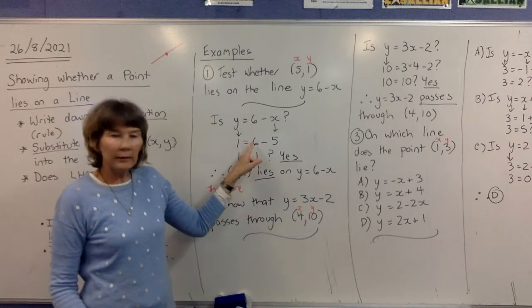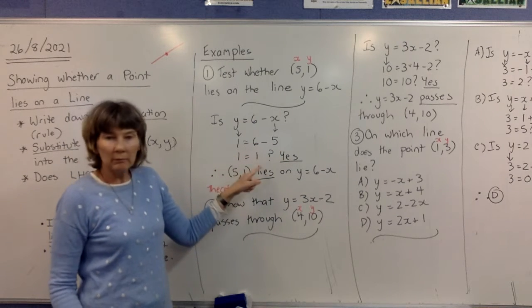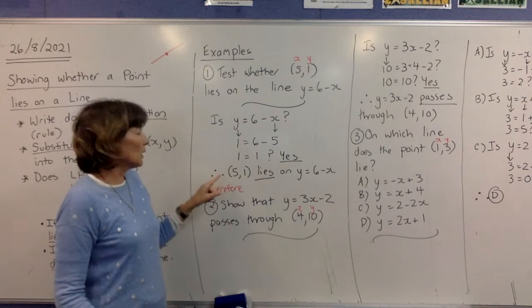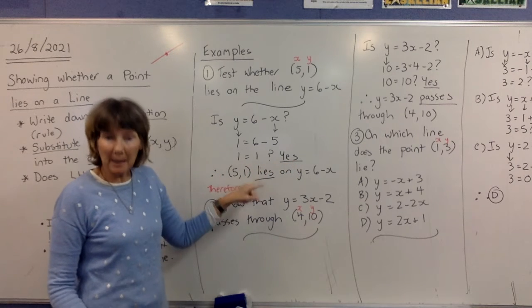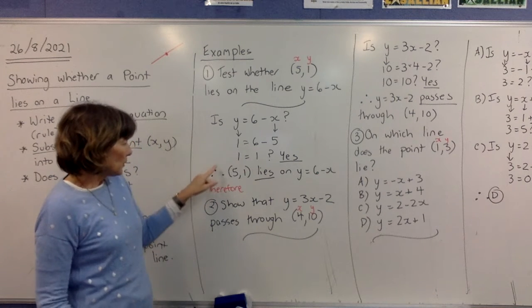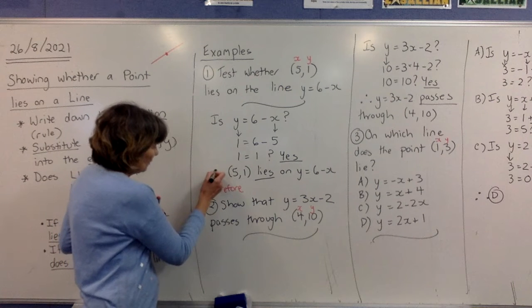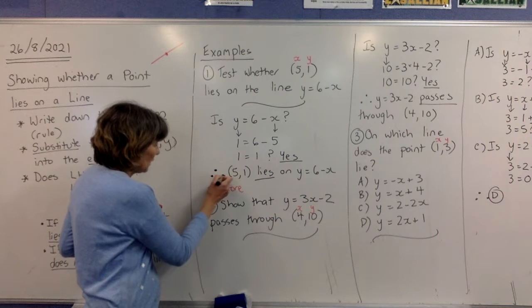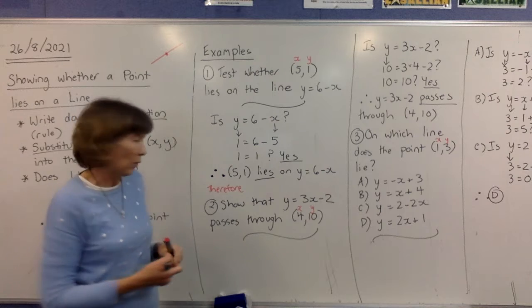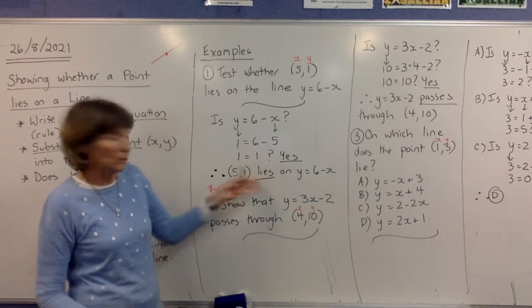Then we're going to work out that right-hand side. 6 minus 5 is 1. So does 1 equal 1? Yes, it does. So if you get an answer of yes, then the point does lie on the line y equals 6 minus x. Those 3 dots there we use in maths a lot to finish off a question. It looks like that, and it means therefore. So it means we're about to make a conclusion to our question.